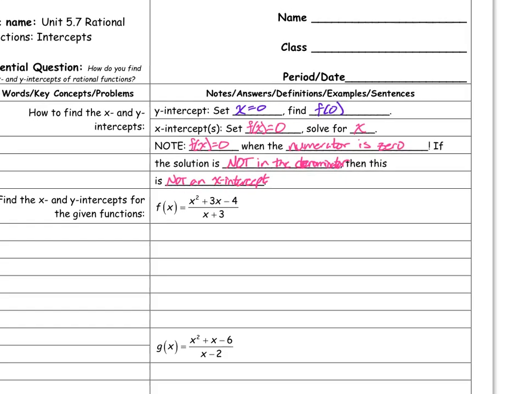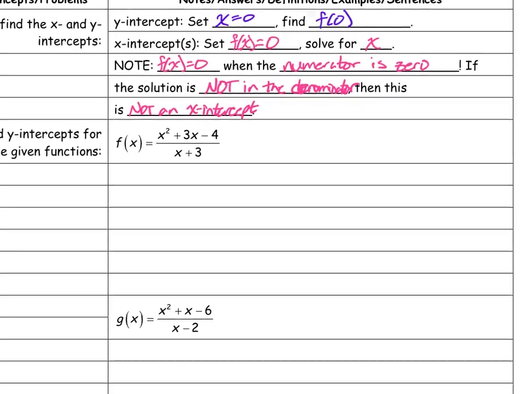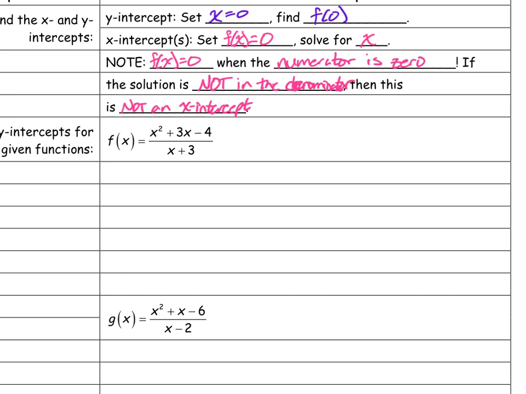So here we go. We have some examples. It just says find the x and y intercepts. We're going to start with the easiest one, which is the y-intercept. So y-intercept, I set x equal to 0. So I have f of 0. That equals 0 squared plus 3 times 0 minus 4, all divided by 0 plus 3. So f of 0 equals negative 4 over 3.